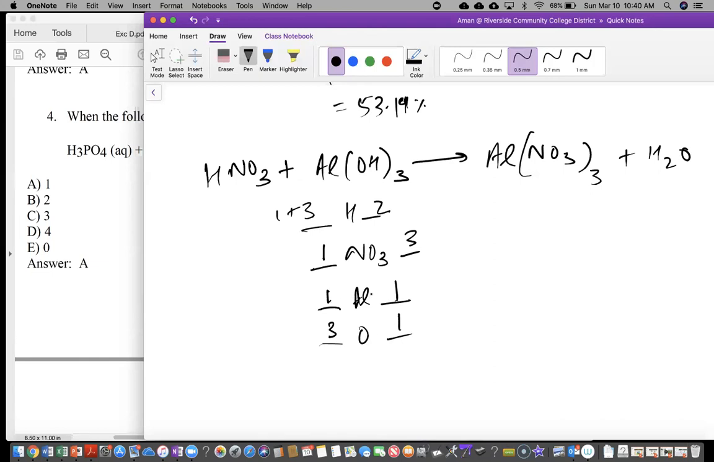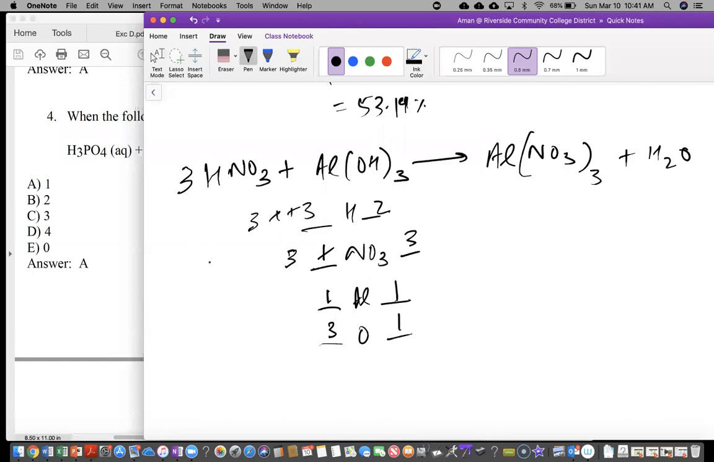Aluminum is already balanced, so I'm not going to touch that. NO3, you can see 3 and 1. So what should I do on the left-hand side? Put a 3 in front of the acid. Yes. So Nick, where should I put the 3? In front of the HNO3. Right. So 3 HNO3. When I put 3 in the front, there are 3 NO3 sitting inside. And that also changes this hydrogen, right? Yes, exactly. So I have to change this to 3.